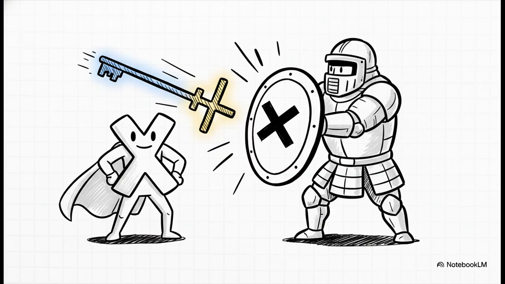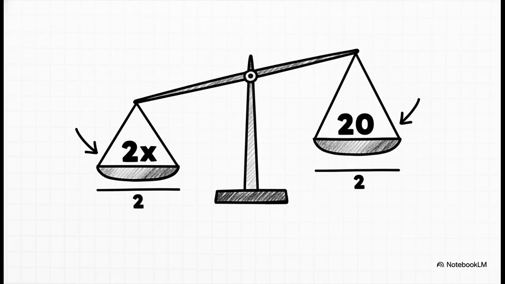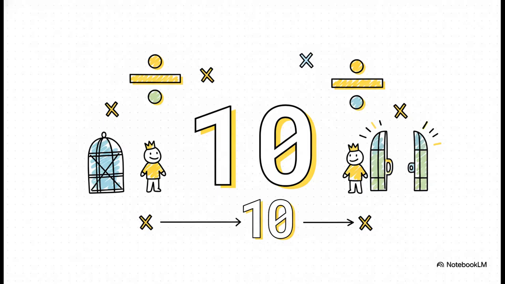Now for the final step. x is still not alone. It's being guarded by that 2. It's being multiplied by 2. Well, to undo multiplication, we use its total opposite, division. We have to divide x away from its guard. Let's execute that final move. We'll divide the left side by 2. That'll break the guard's hold on x. And of course, to keep that scale perfectly balanced, we have to do the exact same thing to the right side. And there it is. 2 divided by 2 is 1, leaving us with just x, all by itself. And 20 divided by 2 is 10. Boom! Mission accomplished. Our hero variable x is free, and we know its value is 10.